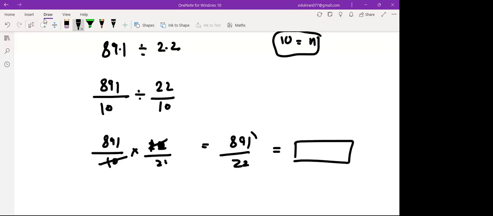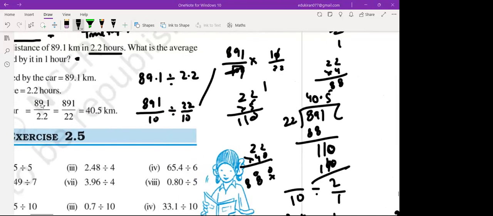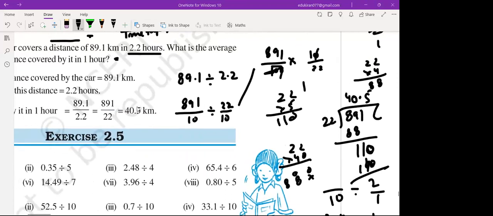Is that 10 compulsory, ma'am? Yeah, that's why the decimal and decimal will be cancelled. If it is not cancelled, how would you get 891 by 22? Where did this decimal go? Clear? Abu Bakr, now it's clear? Yes, ma'am. So I hope you people got it and you got the answer as well, which is 40.5.